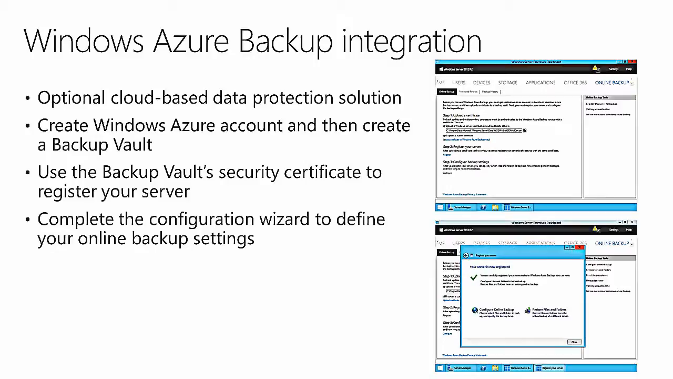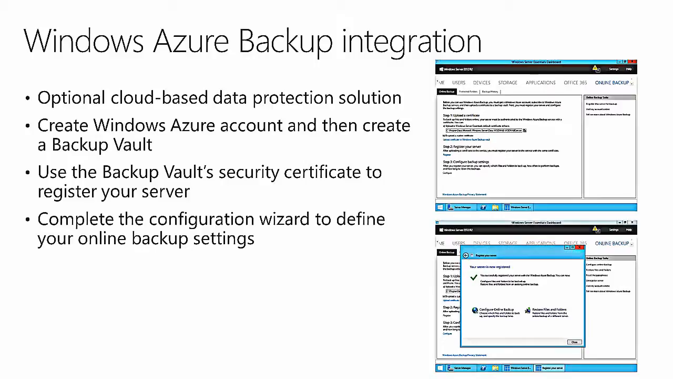You start out by creating a Windows Azure account and then create a backup vault, and then that backup vault has a security certificate that you can then download to your server, and that is used to register your server so you can securely hook up your physical server to your backup service in the cloud. And then there's a wizard that you run to configure the Azure integration and define the different backup settings.